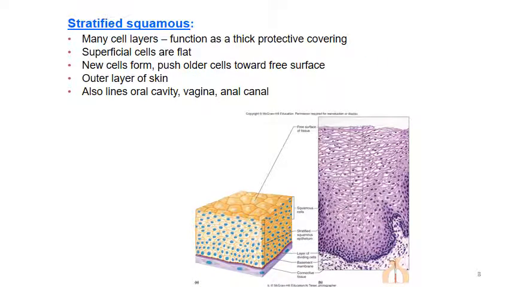Stratified squamous, so here many cells are on top of each other, and the cells at the top are flat cells. Having many cells on top of each other acts as protection for the deeper cells. So that's the function for this tissue. And for the location, we can write here skin. Let's also know these inside our mouth, vagina, anal canal.